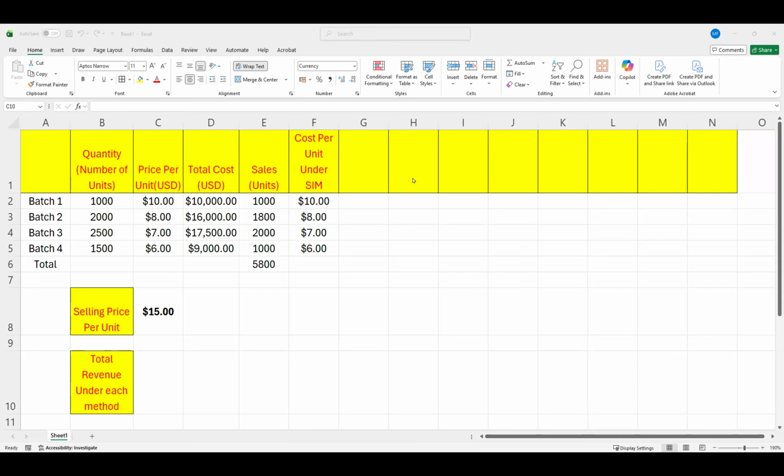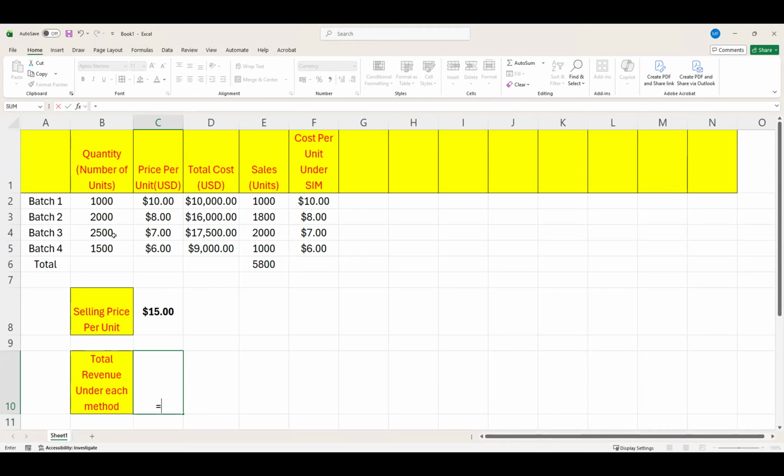It is C8 multiplied by E6. So it is equal to C8, the price per unit, multiplied by E6, which is the sale. Correct. So E6 multiplied by C8, or C8 multiplied by E6.